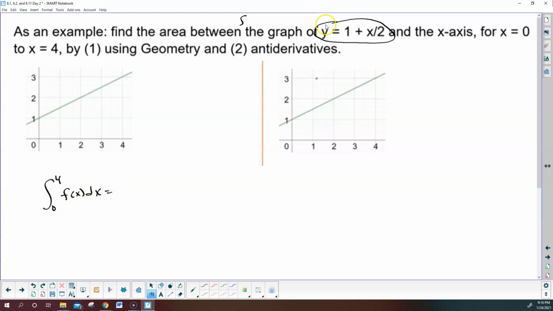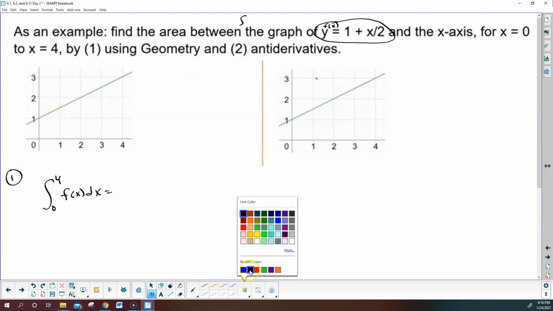So instead of y, I'll call it f of x. All right, now we're going to do this using geometry first. So let's look at a graph. What would it look like if I told you to find the area from 0 to 4? Now notice they didn't tell me intervals, right? So we're kind of getting to more of an exact answer.